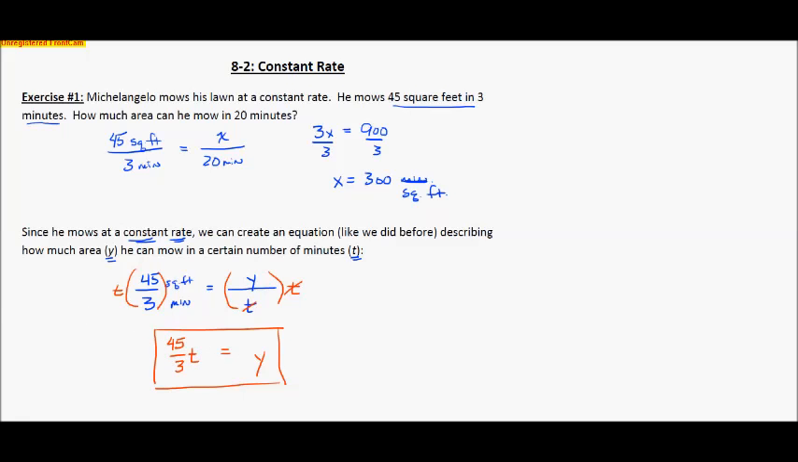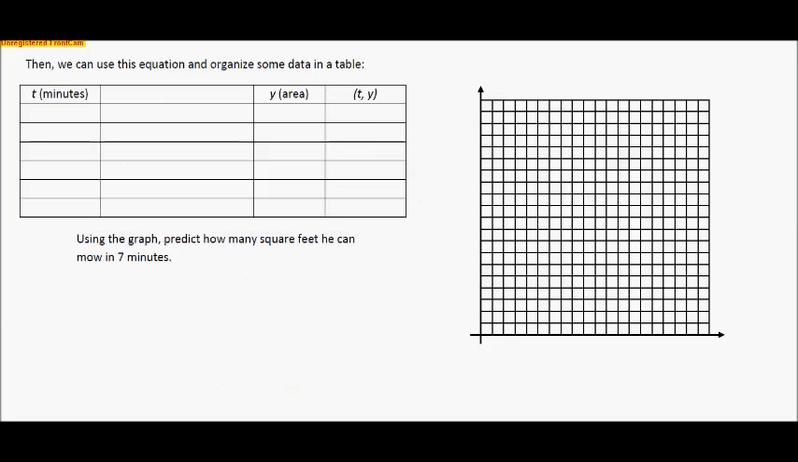So I'm going to turn this off and turn that on, and I'm going to write my equation right in here. Alright, 45 over 3 times t equals y. Alright, and I'm going to use this equation now.